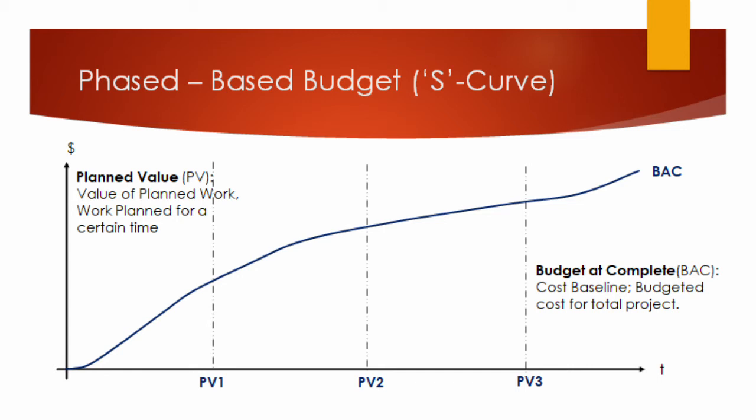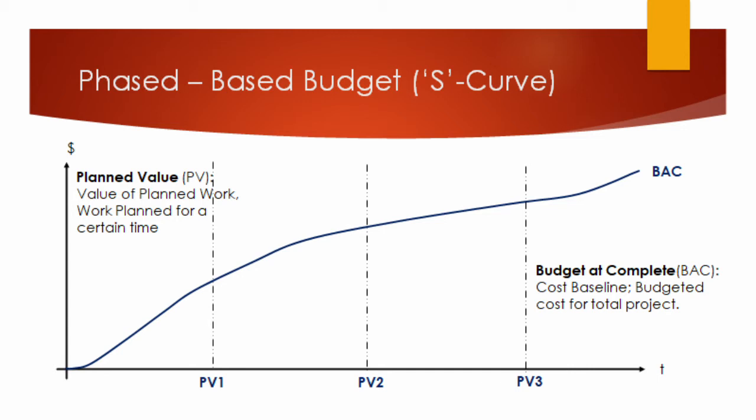Before we talk about progress, status, and forecast, we need to start graphing the data that we're going to be collecting to track our schedule and budget. The first data point we need is planned value. This is the value of the planned work. It's the work that we're going to be completing throughout the project.